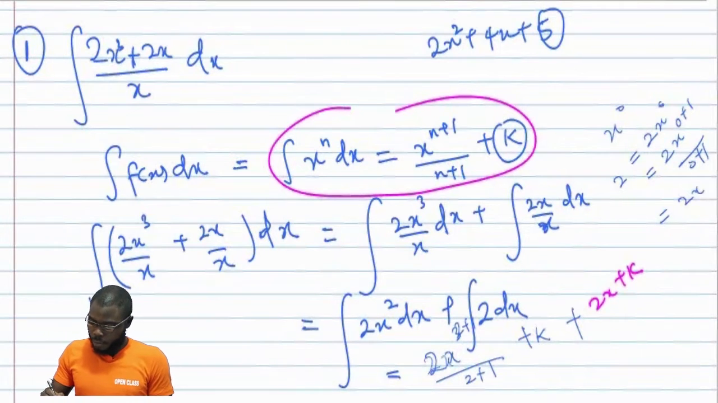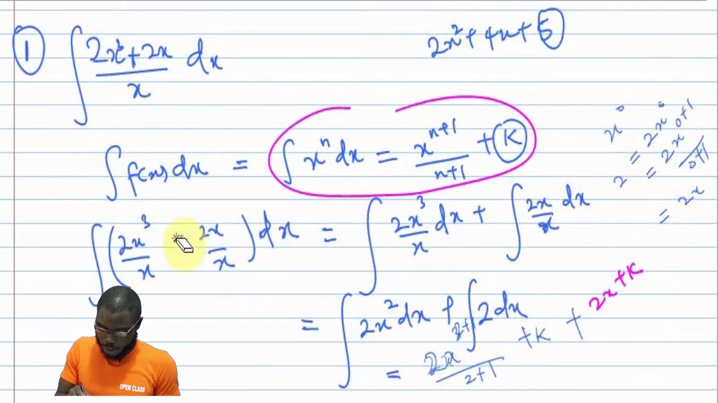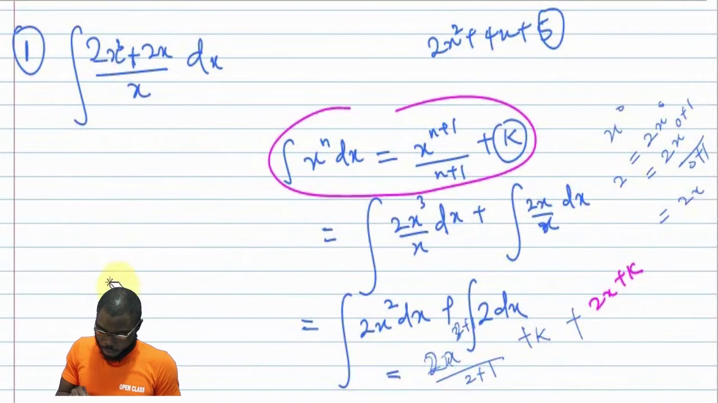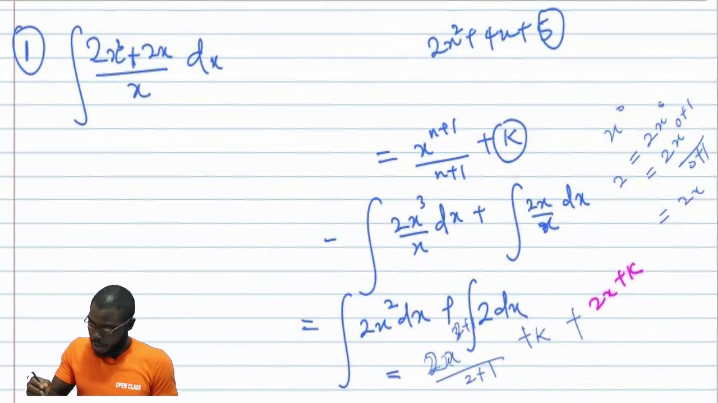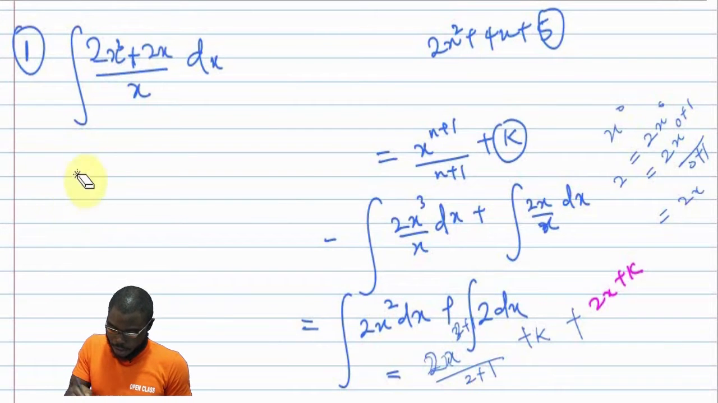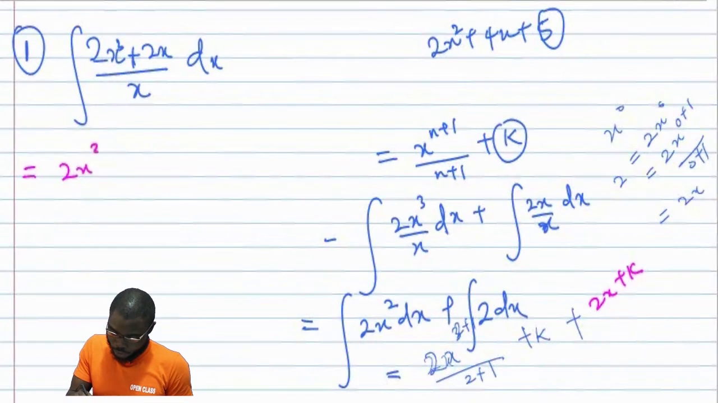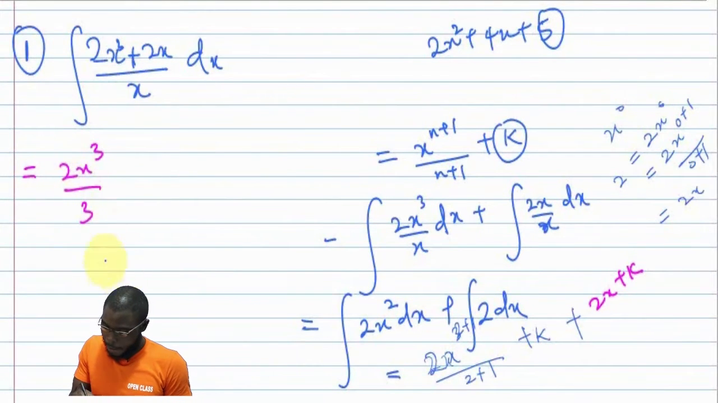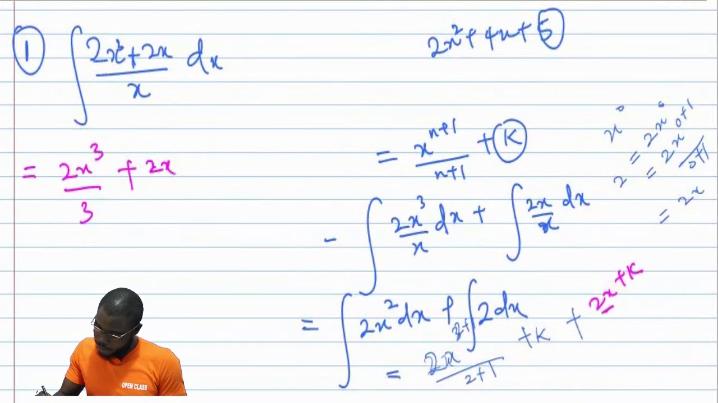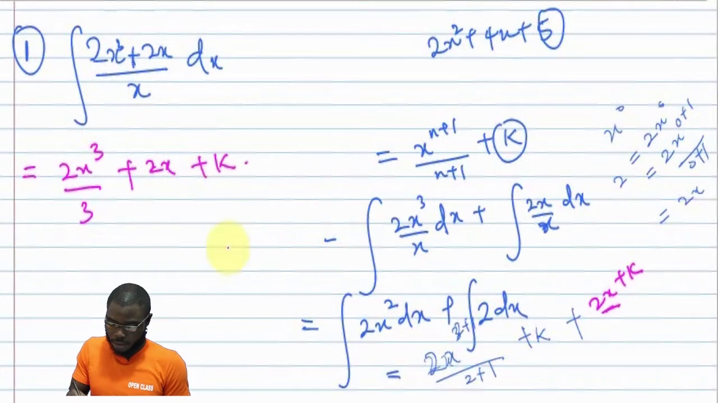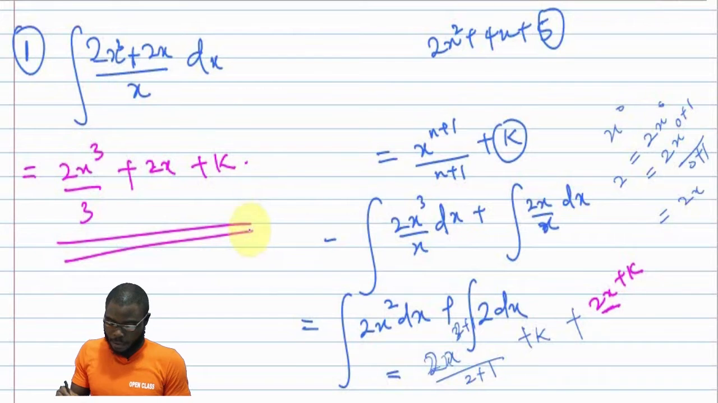Okay, now let me clear up the screen a bit so that we can have space to ourselves. Now what we're saying is this is equal to, by the time you integrate it, we're going to have 2x raised to the power of 3, because 2 plus 1 is 3, then you have 2x raised to the power of 3 over 3 plus 2x, plus k, that's constant plus constant is constant. It's not 2k, it's a constant. So that is our answer.